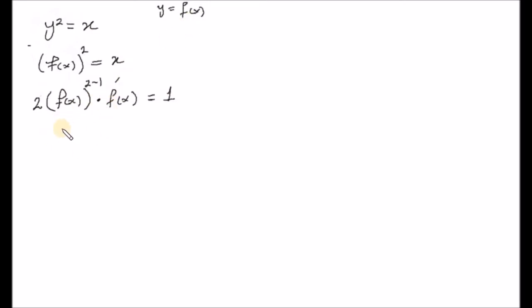Now I'm going to revert back. So this is 2 times y raised to the first power times y prime, which is also dy over dx, equal to 1. We know that y prime is basically the derivative of y with respect to x. So I can write this notation or I can write this notation. It doesn't matter. My goal is to find dy over dx, which is the derivative of y with respect to x, or to find y prime.